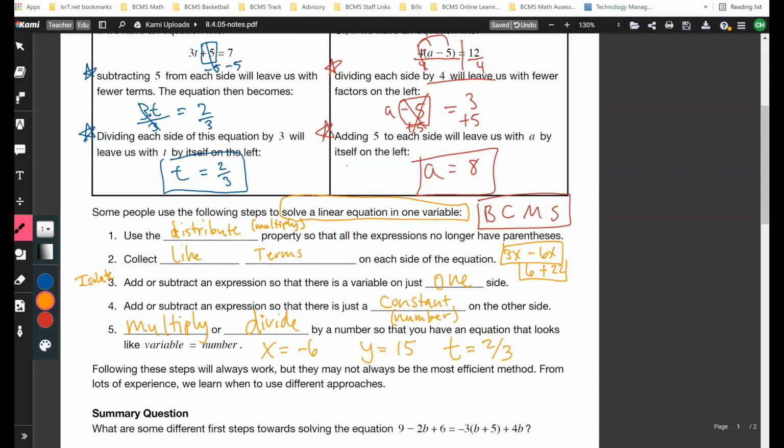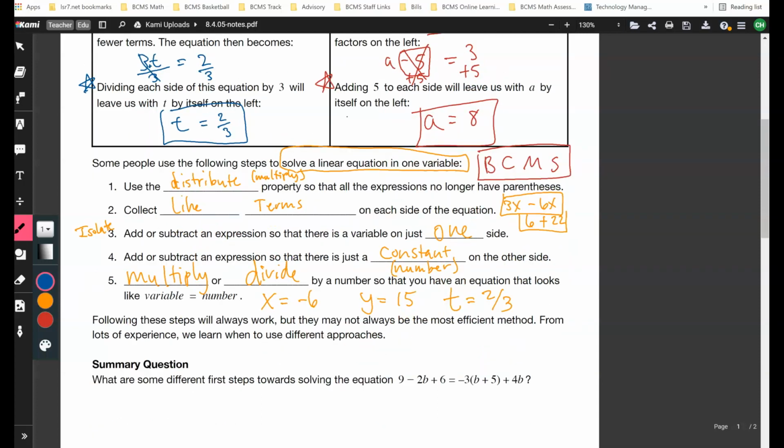But again, these 5 steps are kind of saying things. We start with parentheses, so we distribute. Okay, so we no longer have those parentheses or those things that are grouped. Then we collect or combine our like terms on each side of the equation. We usually add or subtract an expression, so there's a variable just on one side, right? So if we had variables on both sides, we can move all of our x terms to one side, and then we get our constant numbers to the other side, right? And then a lot of times our last step is to either multiply or divide by a number, so we can get that equation that looks like x equals, y equals, t equals, whatever our variable ends up being.